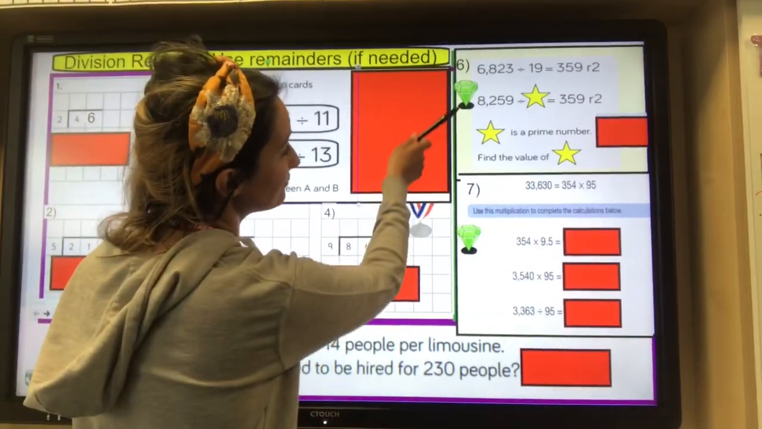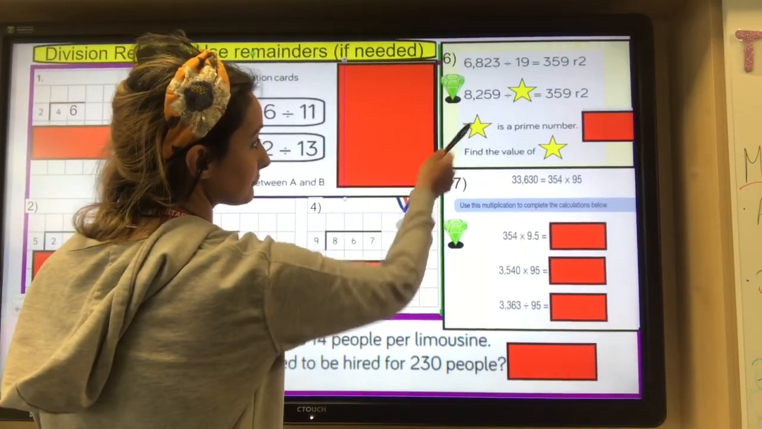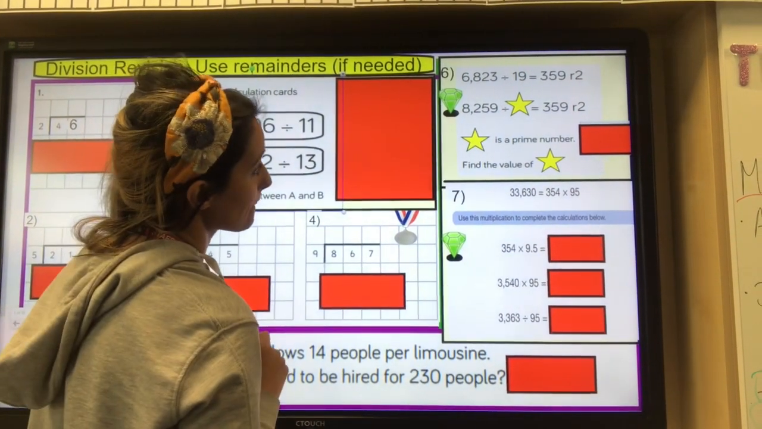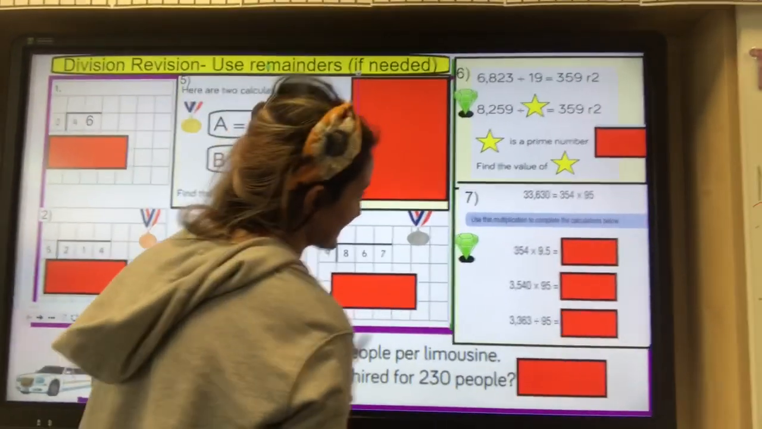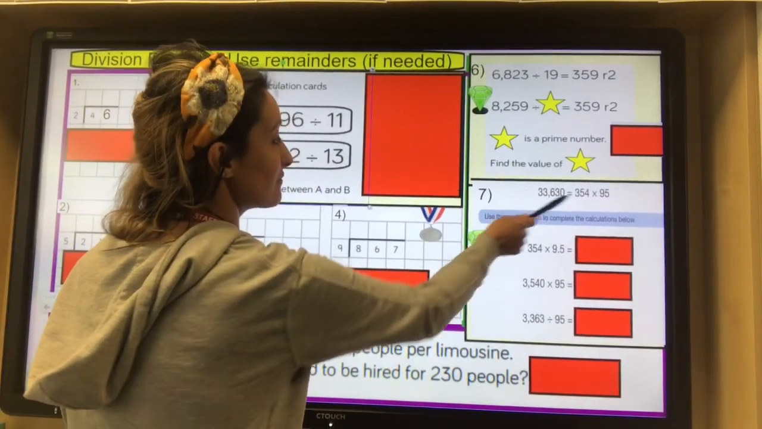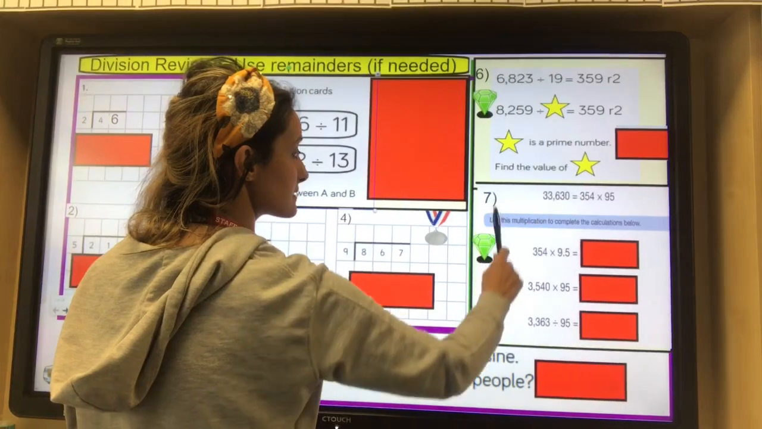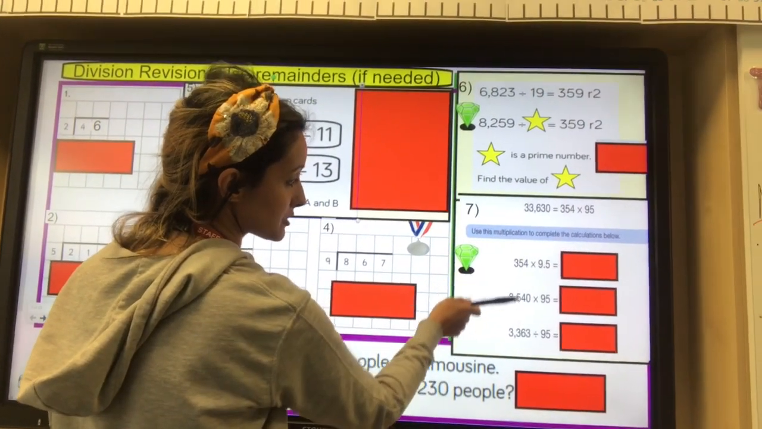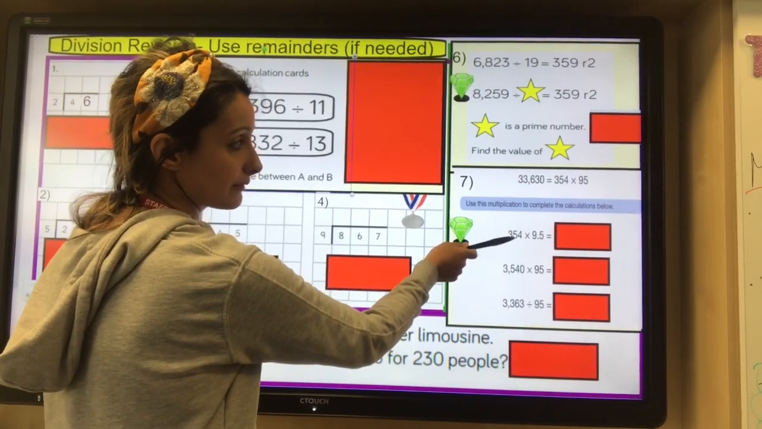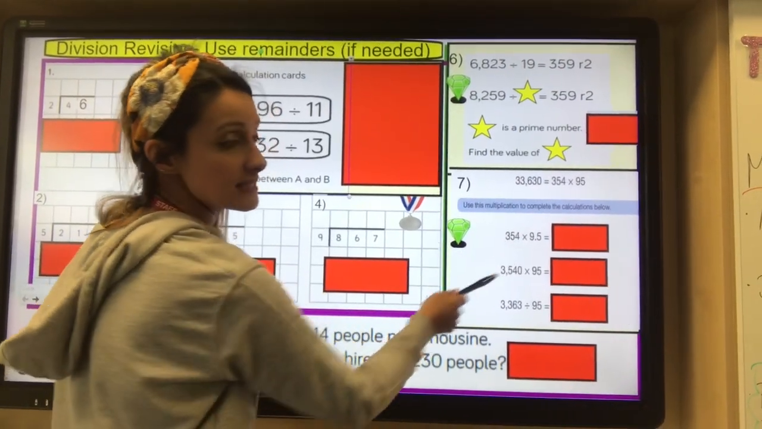Yeah. Here, I've got some stars missing, and you need to fill in what those stars should be. Do you mean you've got some missing numbers covered by stars? Yeah, that's what I mean. And the last one, boys and girls, you've been given this number sentence here. You've got to use this number sentence to complete the calculations below. And actually, you don't need to do long division or long multiplication here. You can use the information from here and see if you can see the links.